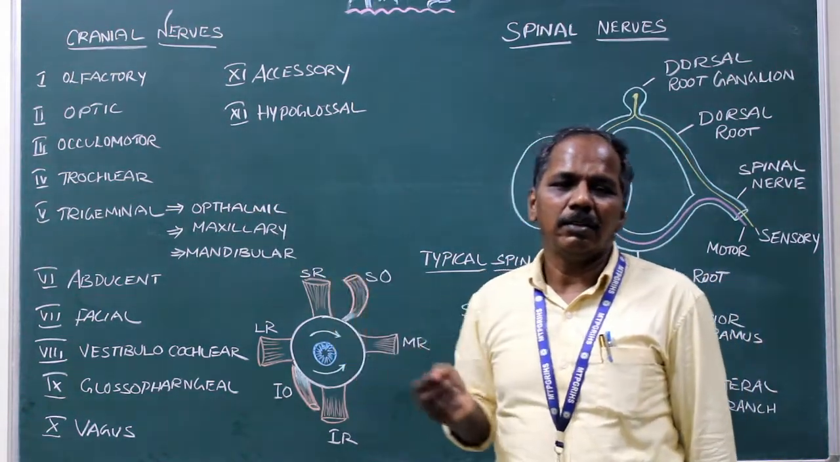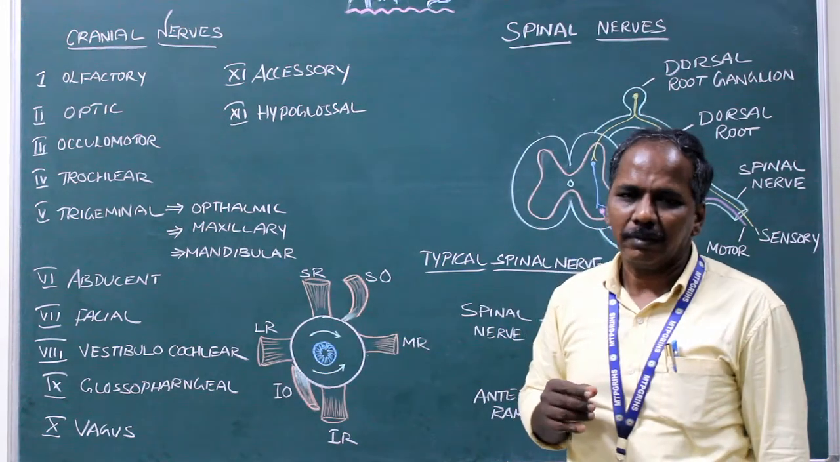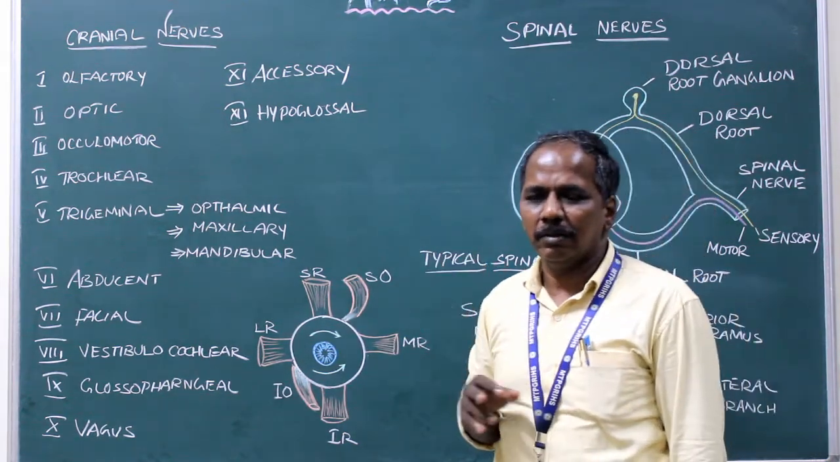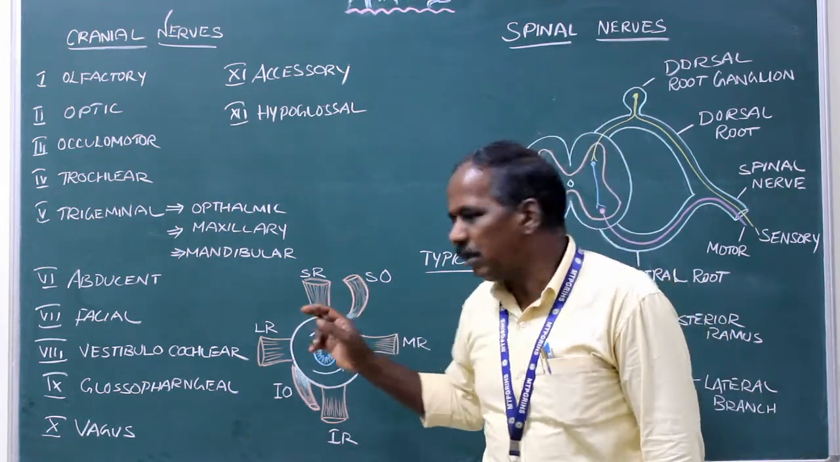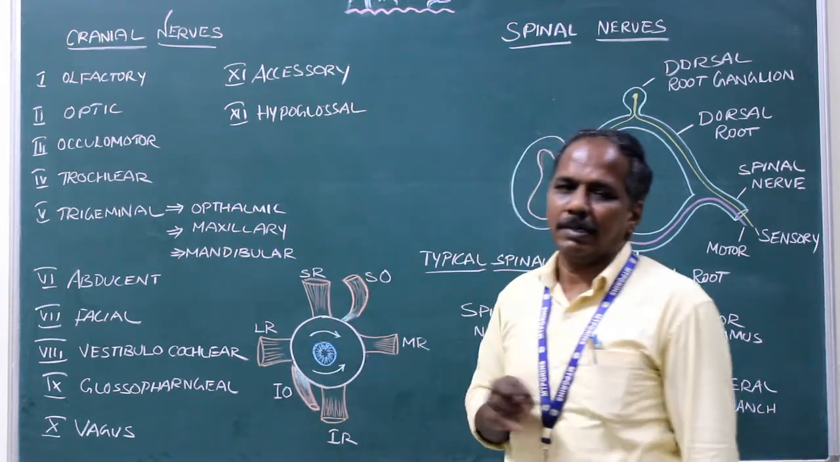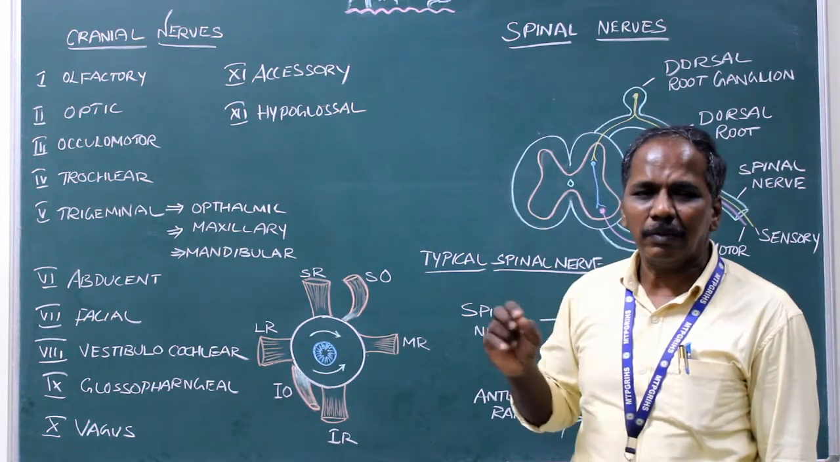Fourth cranial nerve, trochlear nerve. It is a motor nerve. It supplies the superior oblique muscle.